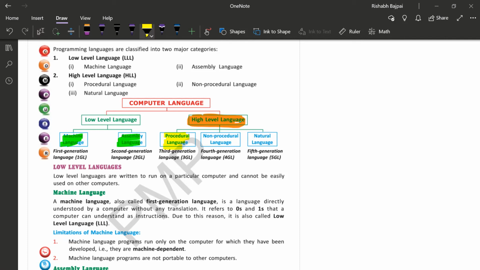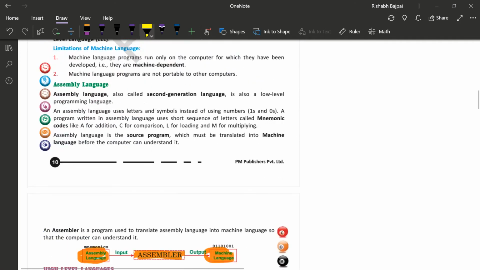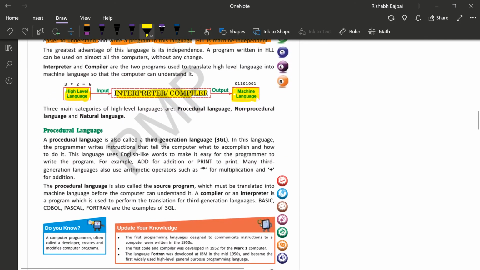Now, in third generation, we started using procedural language. Initially, when we came to know about high level language, we started using procedural language. Now, what is a procedural language? बेटा प्रोसीजर क्या होता है, प्रोसीजर किसी भी काम को करने का तरीका, हम उसमें क्या स्टेप्स फॉलो करते हैं, दिस इज अ प्रोसीजर. So if we talk about procedural language, then procedural language is also known as third generation language.